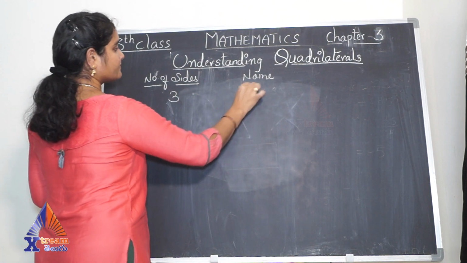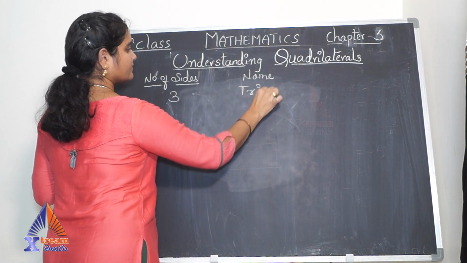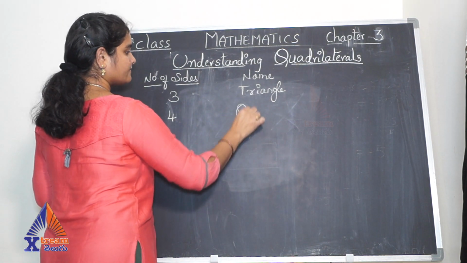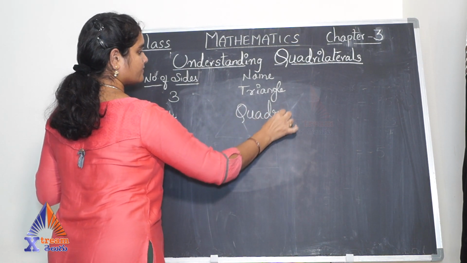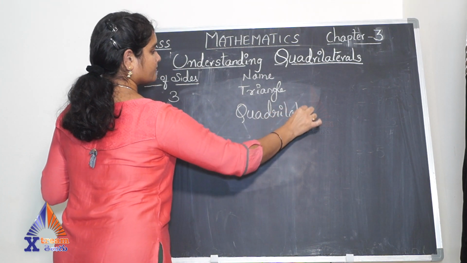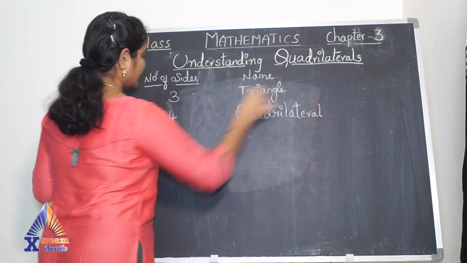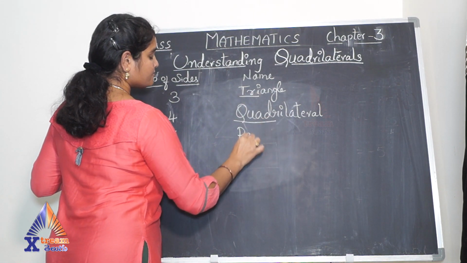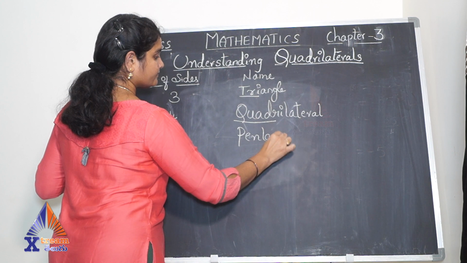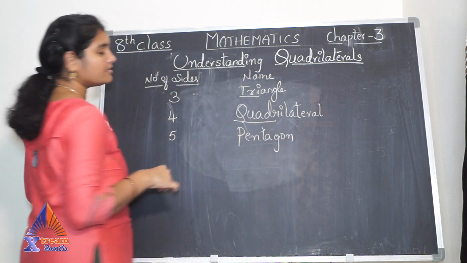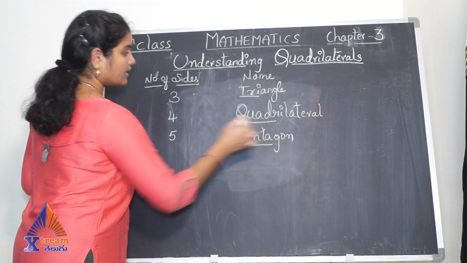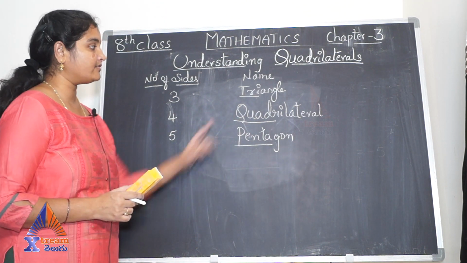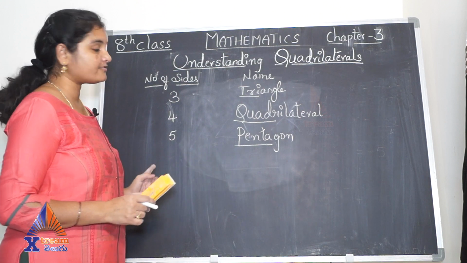3 sides, triangle. 4 sides, quadrilateral. 5 sides, pentagon. Why am I underlining the words there? Because these words mean 3, 4, 5. Tri is 3, quadri is 4, penta is 5.